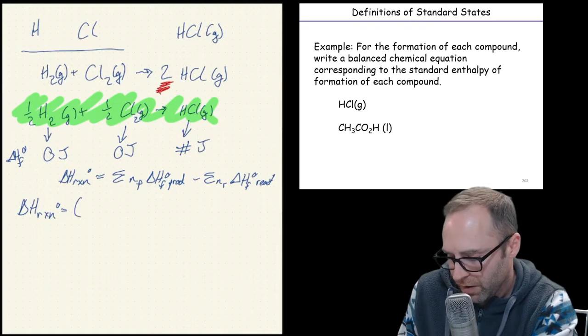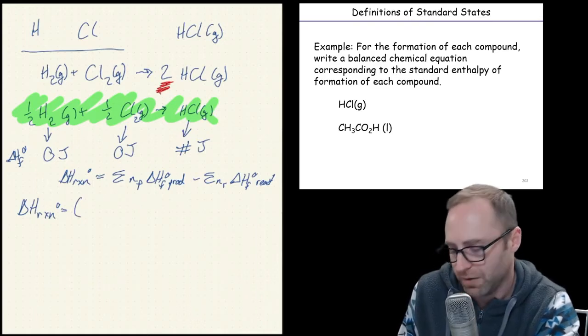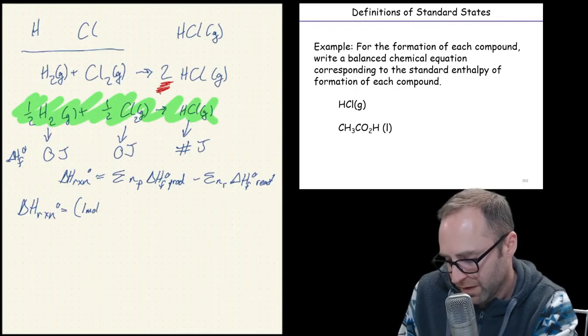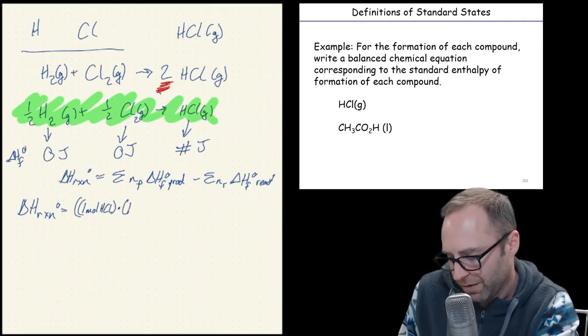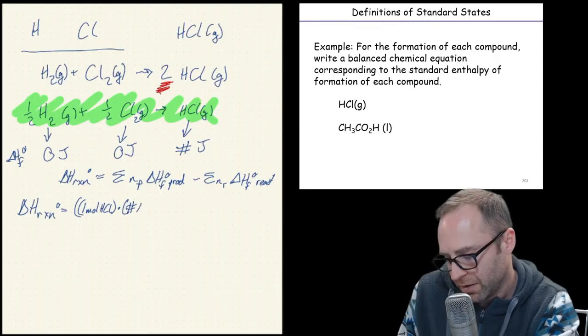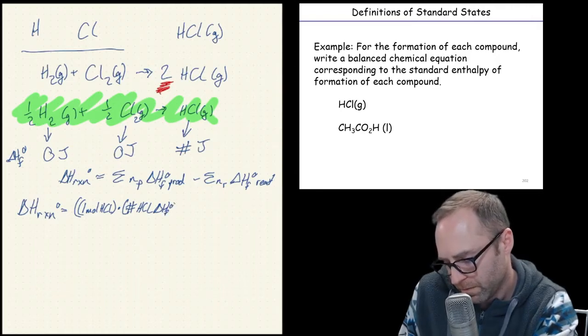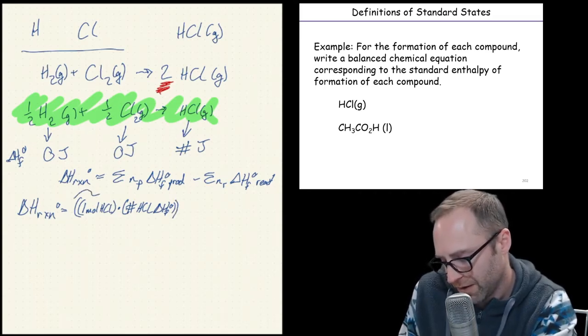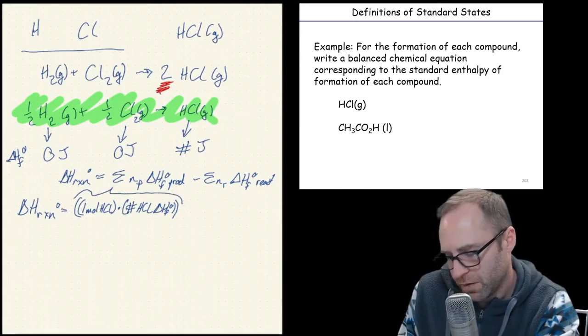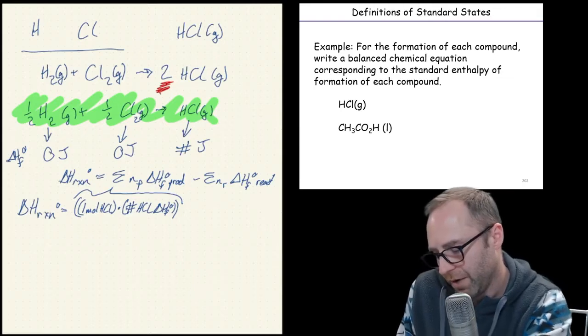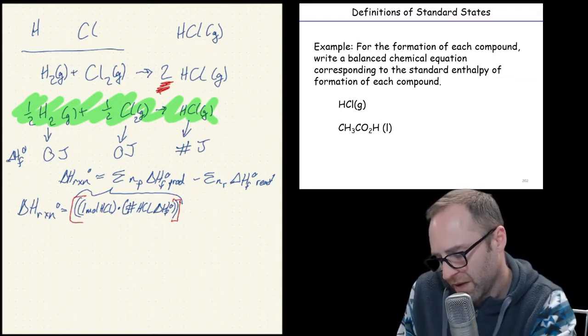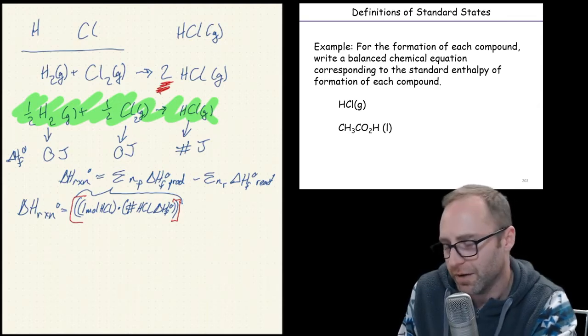We would say for all of our products, in this case, it's going to be just the hydrogen chloride. We have 1 mole of that HCl, and we're going to multiply it by whatever the numeric value of the enthalpy of formation of the hydrochloric acid is. Because it's our only product, we can close the entire products parentheses now. Everything that's in that red bracket has to do with our products.